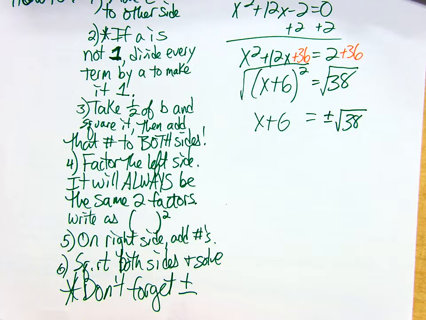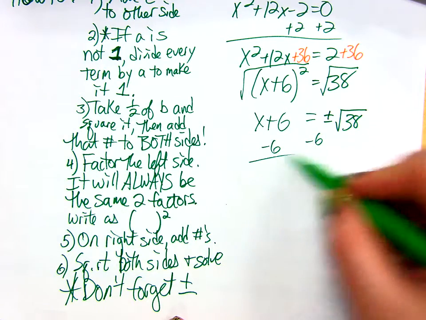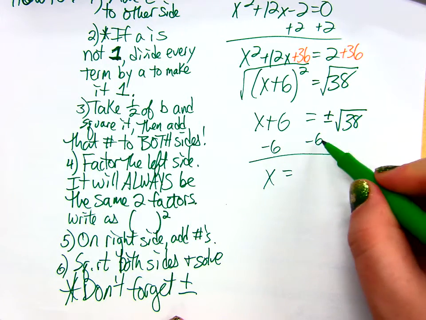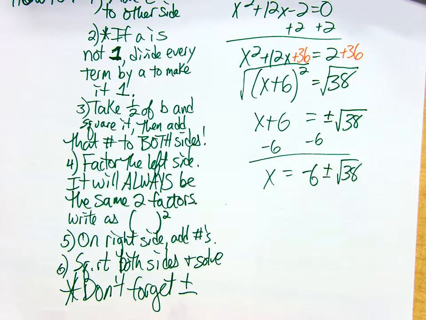And now I'm almost done. I just got to get x by itself, so all I have to do is minus 6. And remember how we do that? Stick it. Negative 6 plus minus square root of 38. And there you have it. Once you do a couple of them, you'll start to get the pattern, and then it's not so bad.